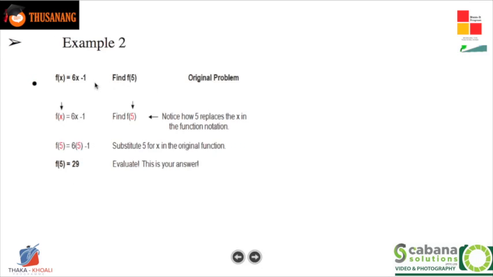In this example, we have our function f of x being equal to 6 multiplied by x minus 1, or 6x minus 1. So now find f of 5. The same thing is going to apply here. In this case, instead of x, we have 5. So in our function f of x equals 6x minus 1, we are going to put 5 in place of x. Let's do that.